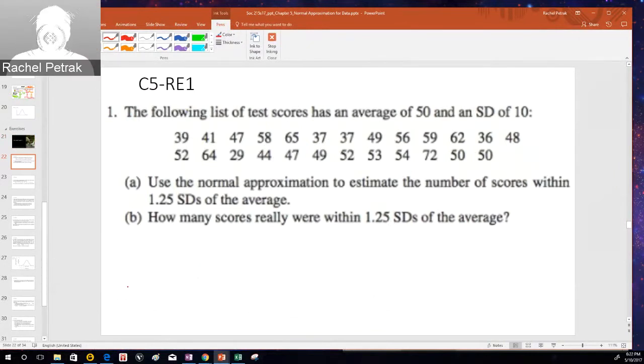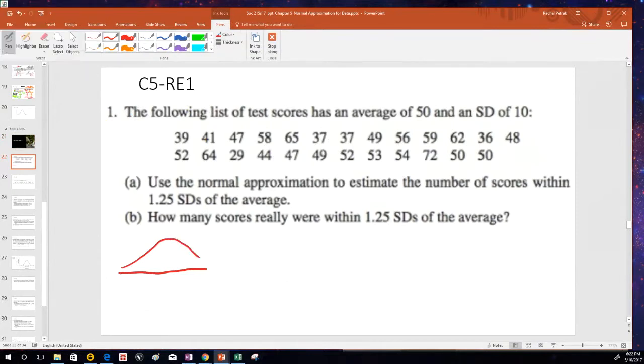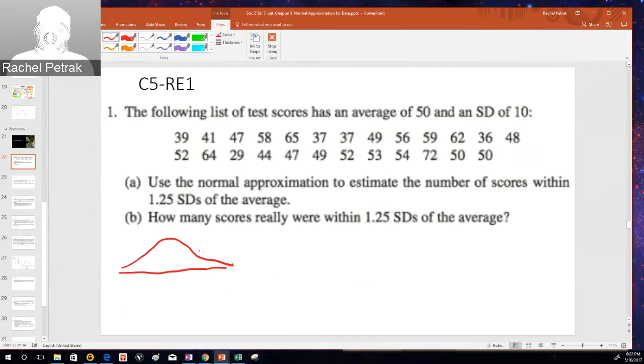So let's start out as we do by drawing a normal distribution, or a more or less normal distribution. Then we just want to know the number of scores within 1.25 standard deviations of average. Okay, well, it doesn't really matter what the raw scores are for the average and the standard deviation. We just need to know the z-score, and we do because the z-scores are in standard units. So here's our mean and our z-score of 1.25 and negative 1.25.